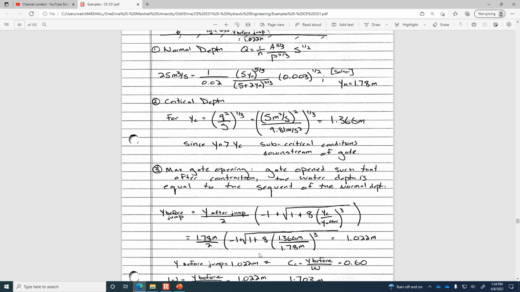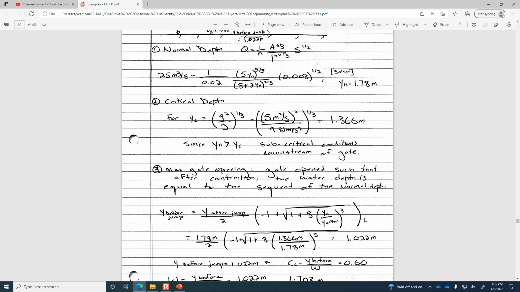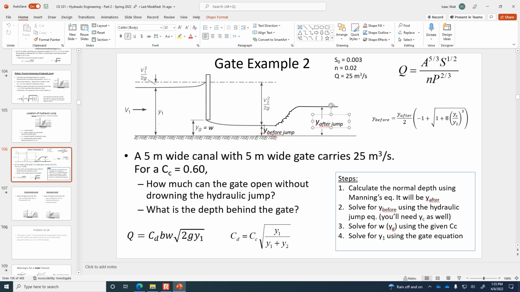Okay, so I'm going to be switching back and forth between the solution and the initial problem just to make a couple of points. We'd already talked about how you calculate the normal depth using Manning's equation, and that is y after the jump. And so y before the jump, we're going to calculate here with the Belanger momentum equation. So that'll be 1.022 meters, and you'll notice that it's using both the critical depth and the downstream depth in calculating what will be the depth prior to the hydraulic jump. And so that is going to give us this y before the jump.